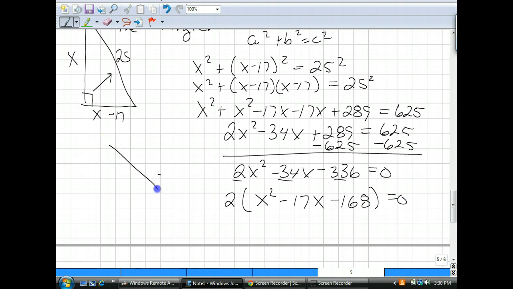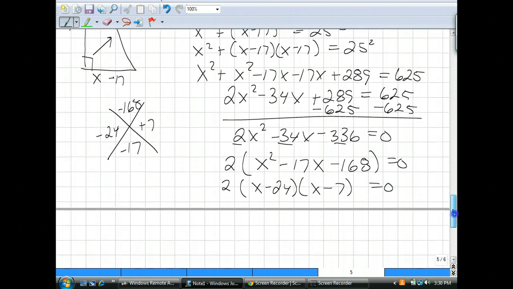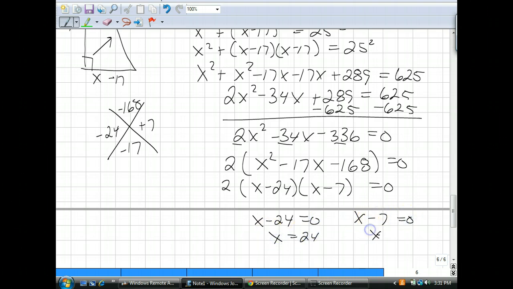Okay? Now we need to know what multiplies to negative 168, but adds up to negative 17. And it might take a while to figure that out, but it's actually a negative 24 and a positive 7. So this is going to factor to x minus 24 and x plus 7. Set each factor equal to 0. I don't need to set the 2 equal to 0 because that doesn't make sense. Oops, this should be a positive 7, so this is going to be negative 7 here.